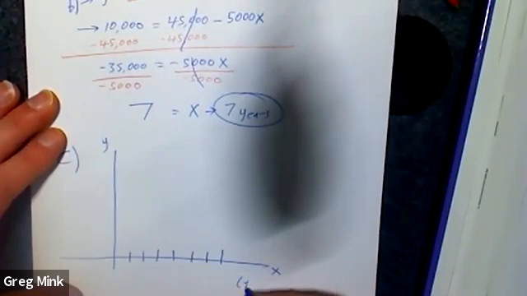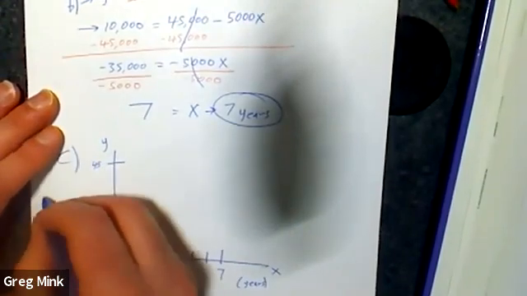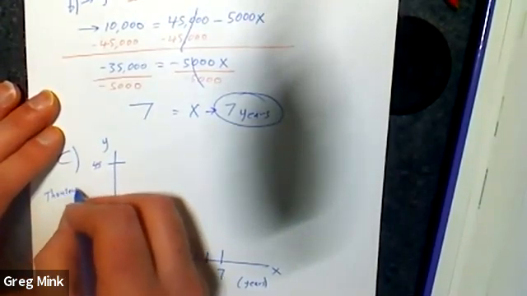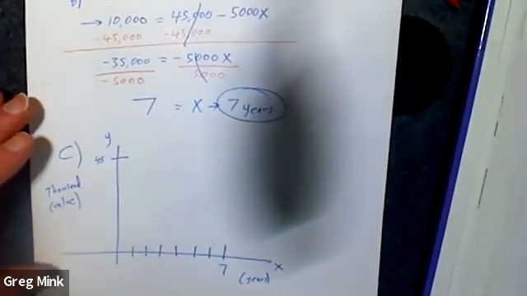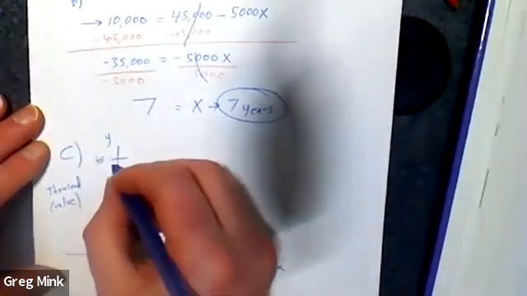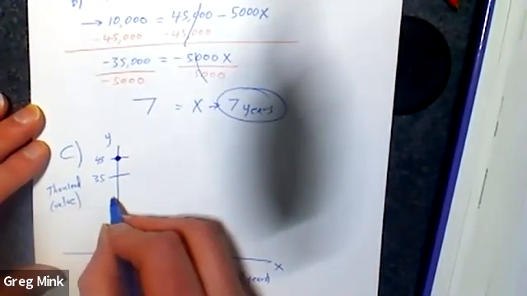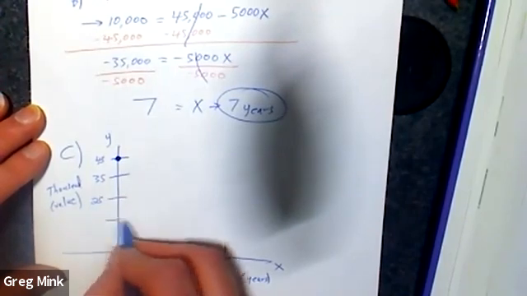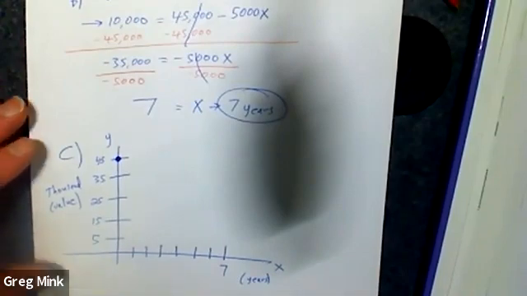So x is in years. I see this is 7, okay? I'm going to say this is 45. So this is thousands, okay? This is the value of the car in thousands, okay? And initially, at 0 years, it's 45,000, okay? I guess this would be about 35,000, 25, 15, and 5. It goes down 5,000 each year.